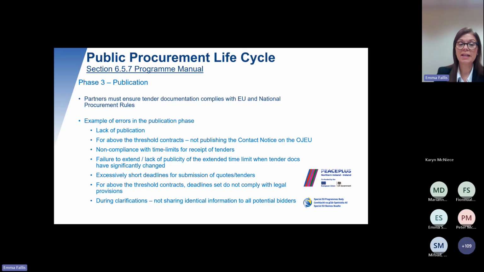And also then if there is any clarifications during your process that you're not sharing identical information with all potential bidders. Because you have to ensure that you're not favouring any bidder over each other.